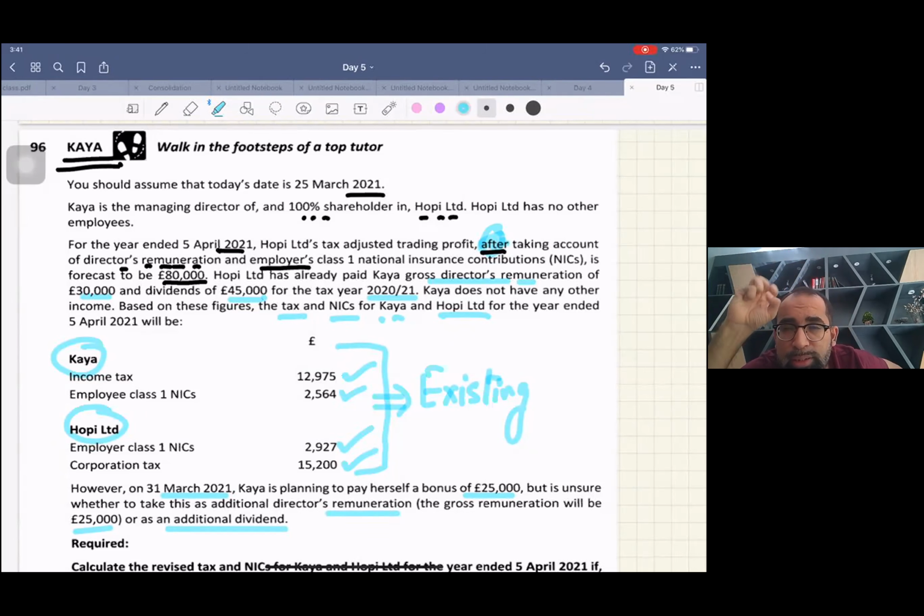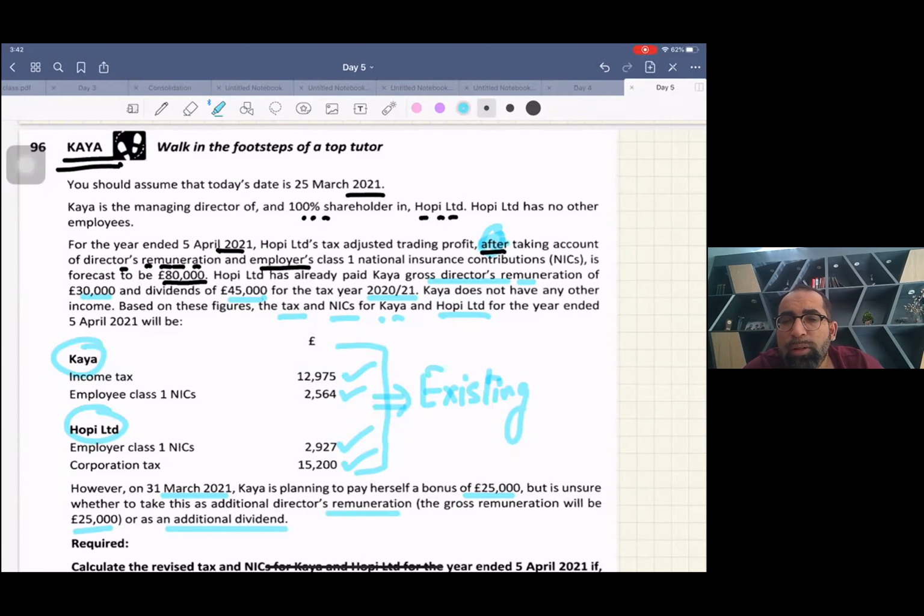If you take out this additional 25,000 as salary, this 25,000 bonus or salary will be an allowed expense for the company. We'll deduct it. Plus you need to calculate some additional class 1 employer NIC on it, and that additional class 1 employer NIC will also be an allowed expense, because they have already deducted existing NIC.